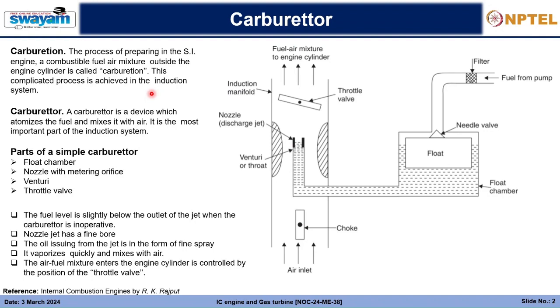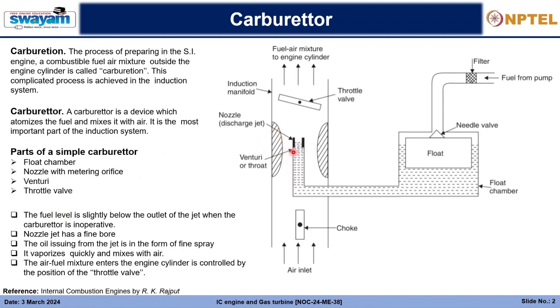Then, to talk about the main parts of a simple carburetor, we have the float chamber. Basically, this is the float chamber, and we have the nozzle with the metering orifice. Then we have the venturi. So this is the venturi out here.